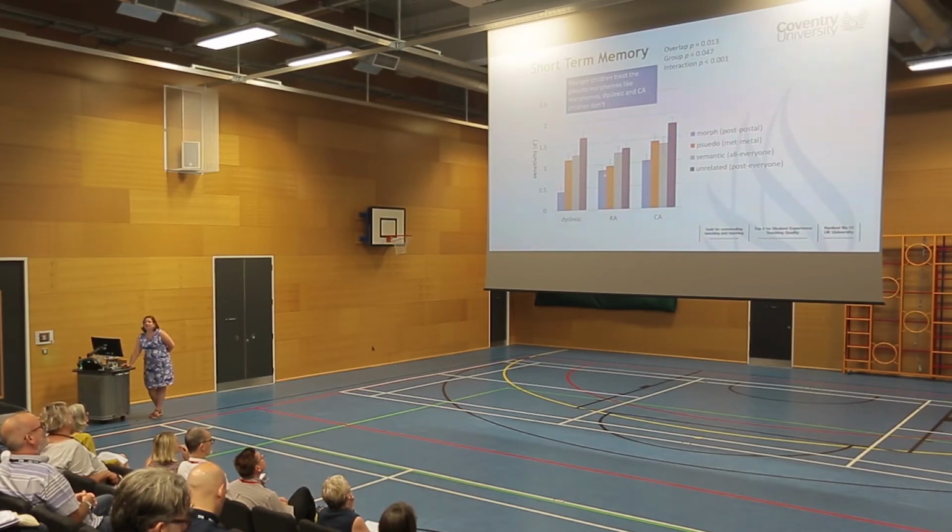The reading age controls actually show a different kind of pattern. For them, the morphological and the pseudo-morphological are equally hard, and then the semantic and unrelated are a bit easier. So that suggests they're not really relying much on meaning, that the post-postal and met-metal are equally as confusing for them. They're maybe just going on the letters and sounds, less about the meaning.